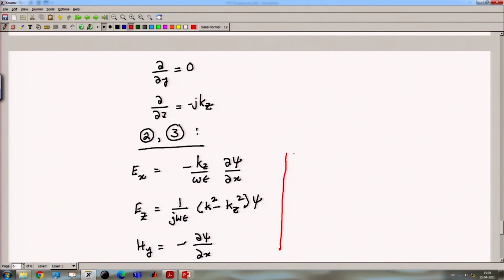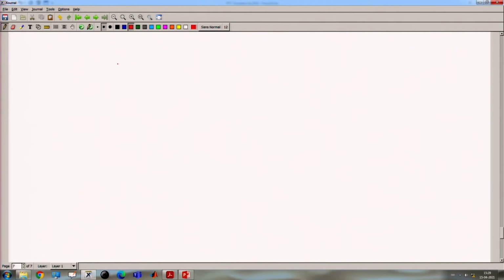So, these are the 3 field components under these 2 conditions pertaining to the dielectric slab. Now, we shall consider 2 cases separately. One, the psi is an odd function of x, which is denoted by psi o.